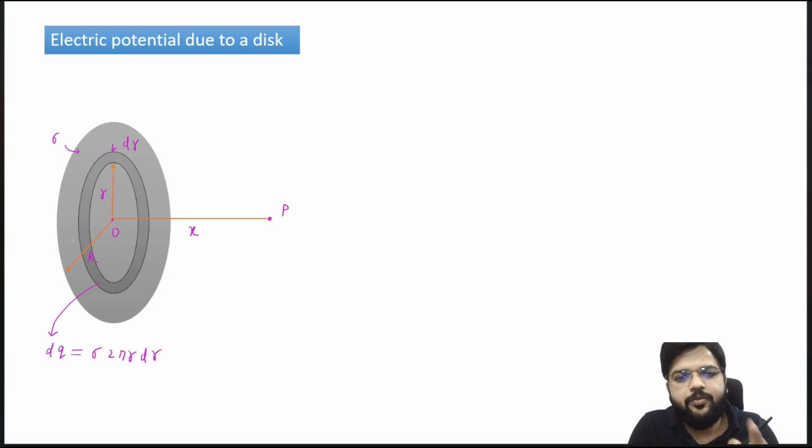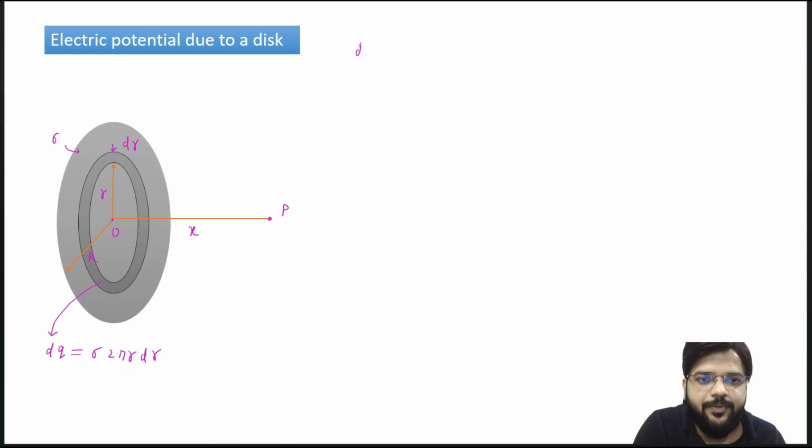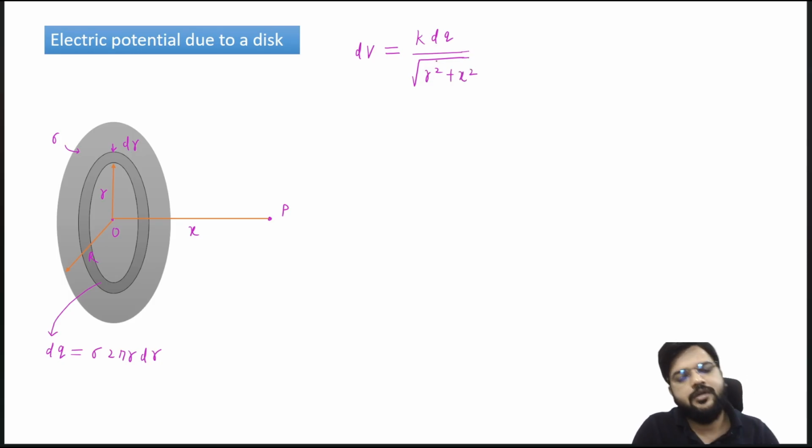And due to this ring, the potential at point P can be written as dV equal to k dq divided by under root r square plus x square. This thing we will get. Correct? Due to the ring, the potential at distance x, we know this; we have already done this. Now the next thing: we got it due to the ring, but here we want it due to the disk, everyone.